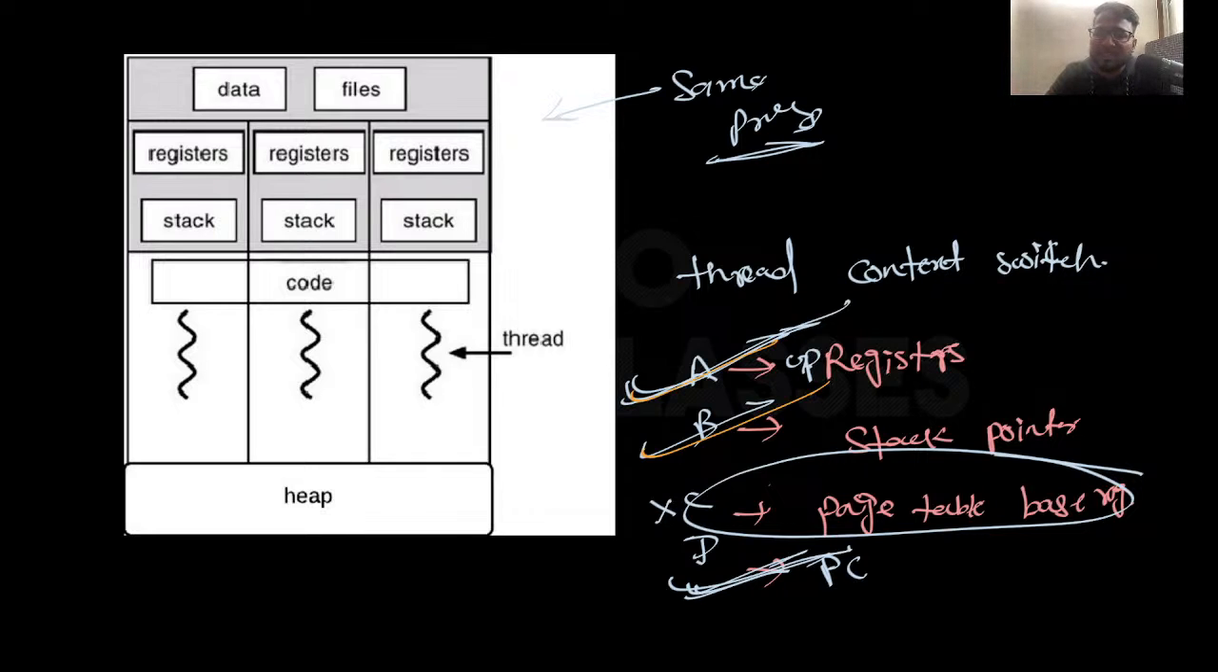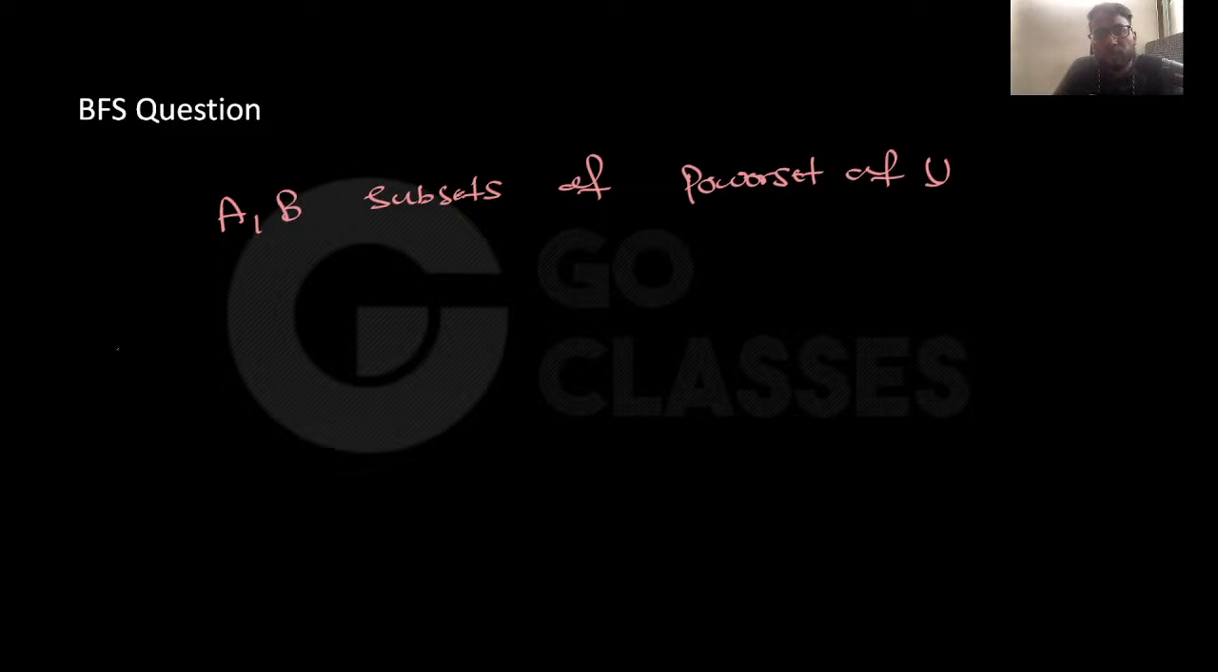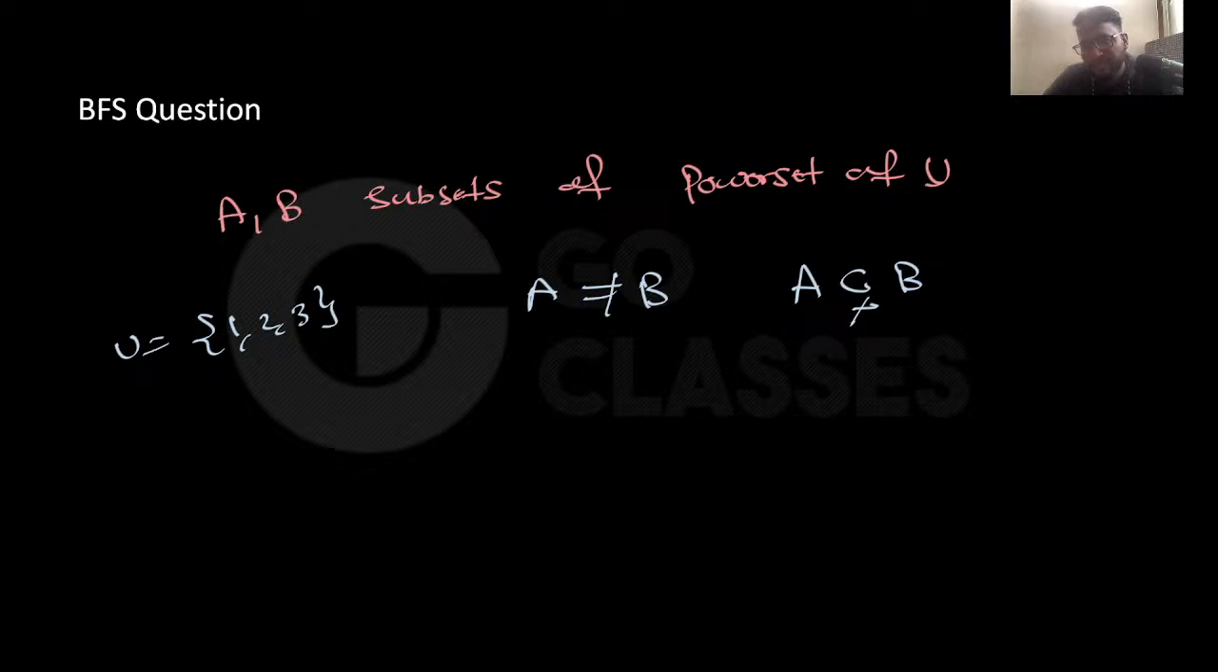Multiple times we have discussed this in our GO classes courses. There was one very nice BFS question. Let me just recall it. I think the question was saying that there are two sets A and B that are subsets of the power set of U, where U is given to be {1, 2, 3}, and A is not equal to B and A is a proper subset of B, which means A cannot be equal to B, or maybe B is a proper subset of A.